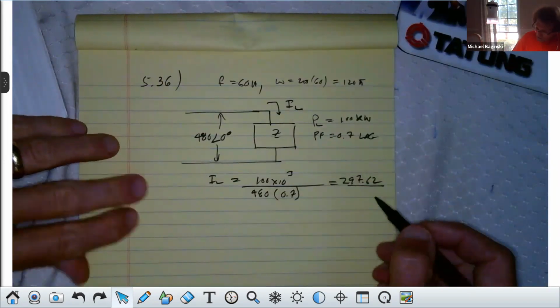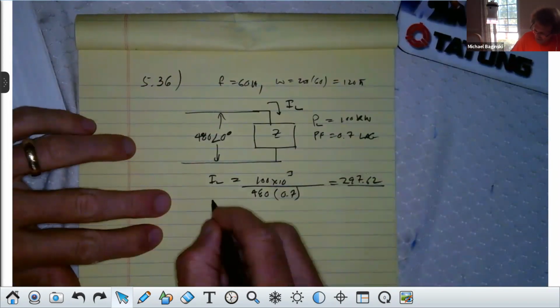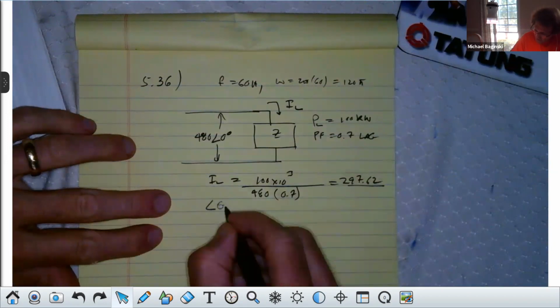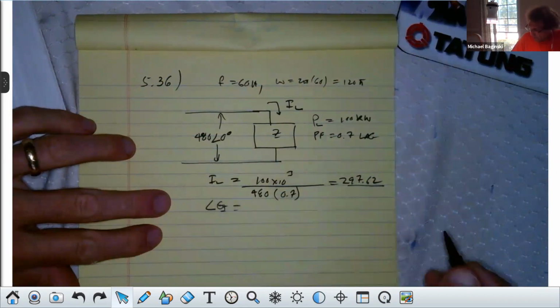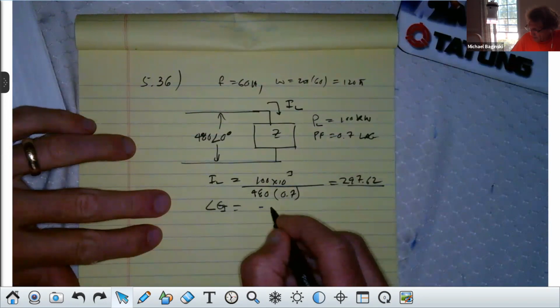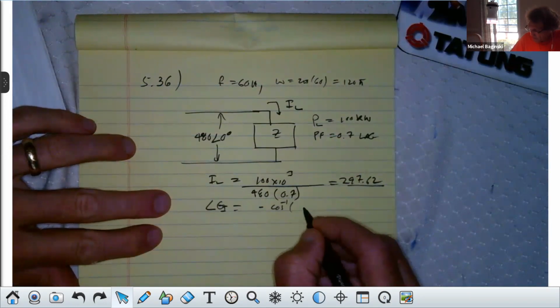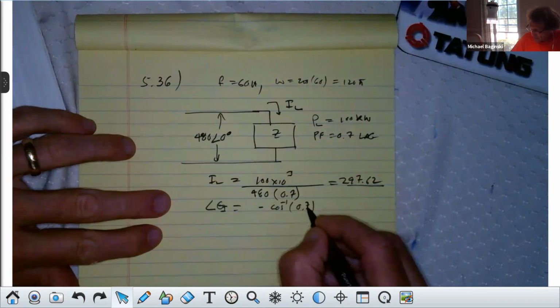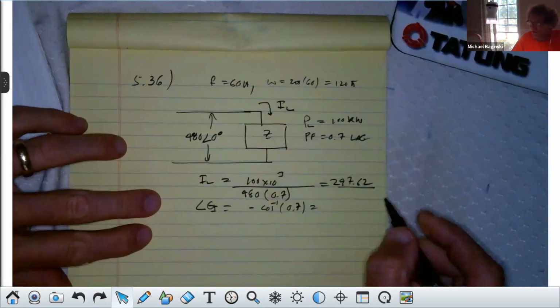All right, that's the magnitude. And the angle is what? What is the angle associated with this current? It would be minus, and it would be what? Cosine inverse, or arccosine, of 0.7. What is that? 36 point something degrees?